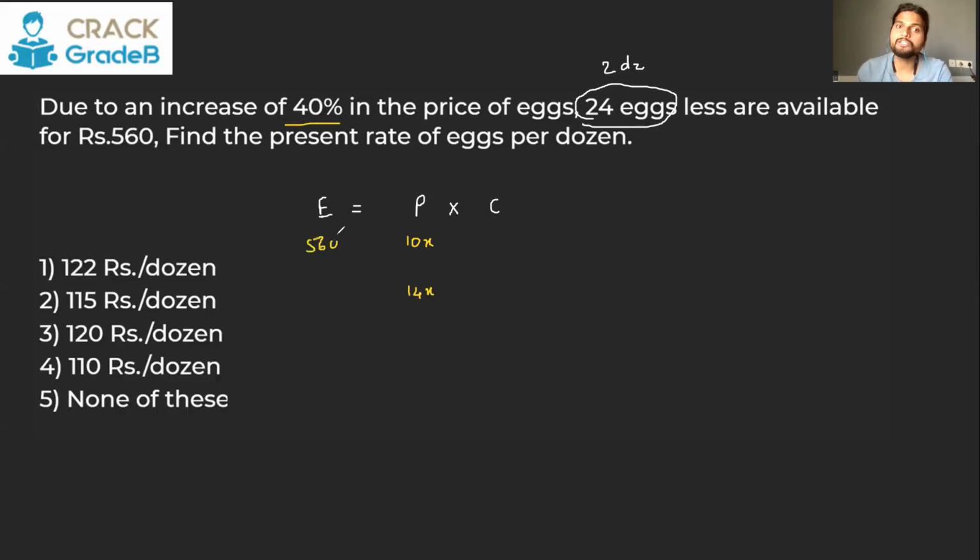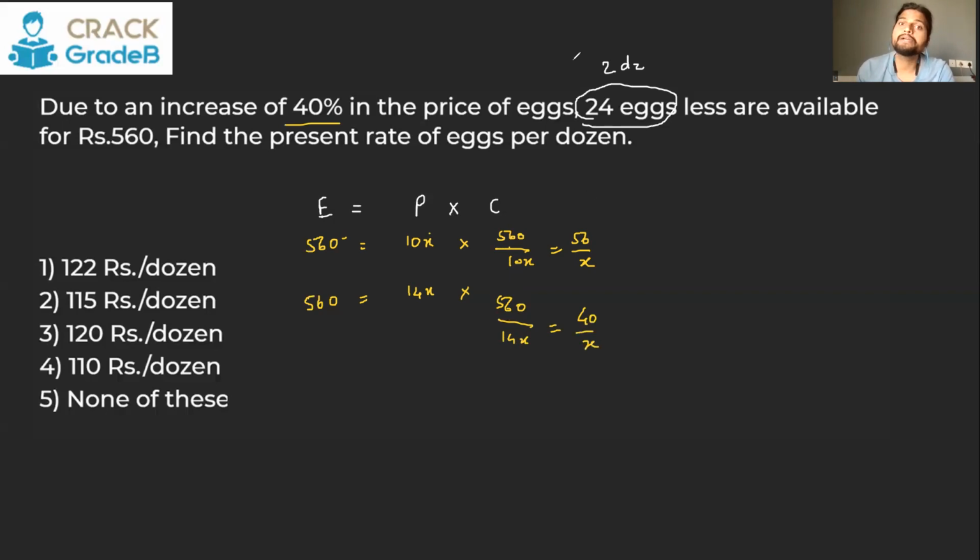Earlier also we had 560 rupees to spend. Now also we have 560 rupees to spend. That means 560 is the expenditure. So what is the consumption? Consumption will be expenditure upon price. So 560 upon 10x, which is 56 upon x. So earlier you could buy 56 upon x dozen eggs. Now the consumption will be 560 upon 14x, that is 40 upon x.